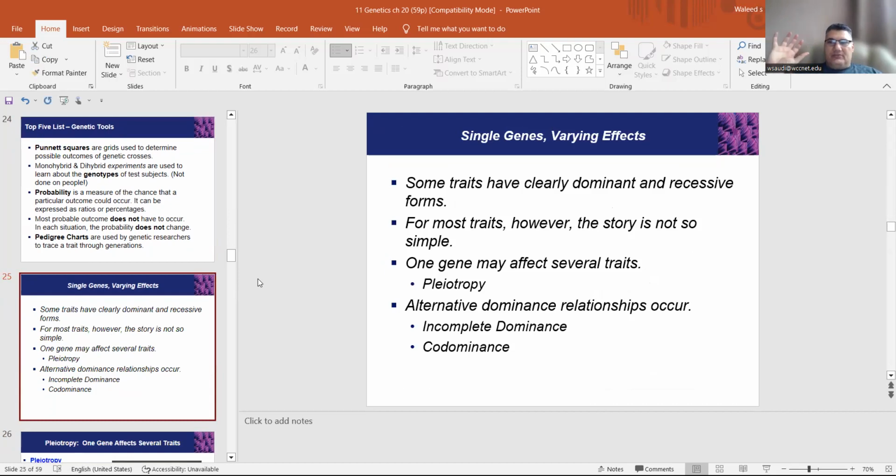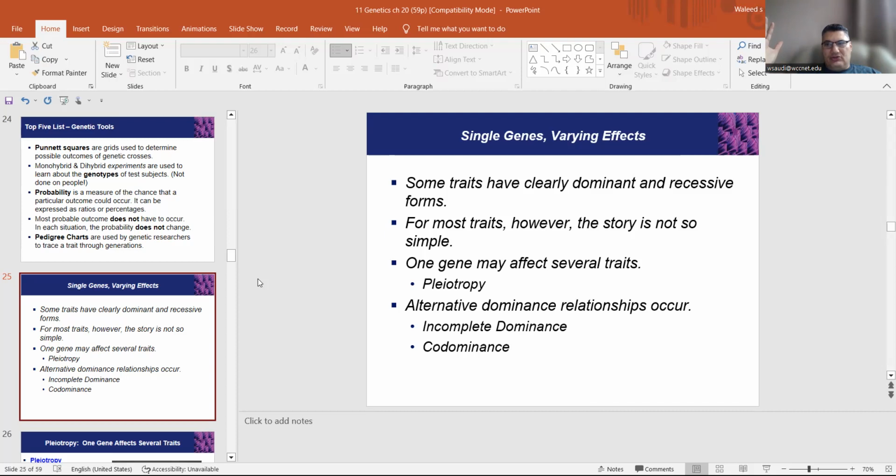Okay, so far we talked about one type only, which is one dominant, one recessive, dominant masks the recessive. Is that always the case? No. It doesn't have to be one dominant and one recessive, and that's it. In many ways, in many types, a lot of times, most of the time, it is not that simple.